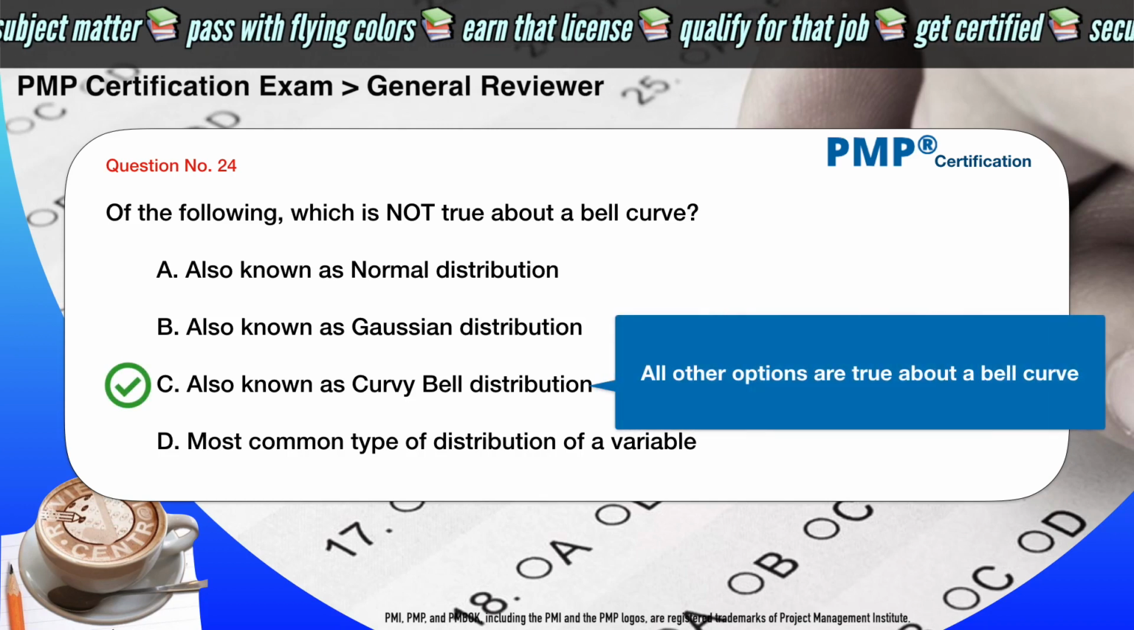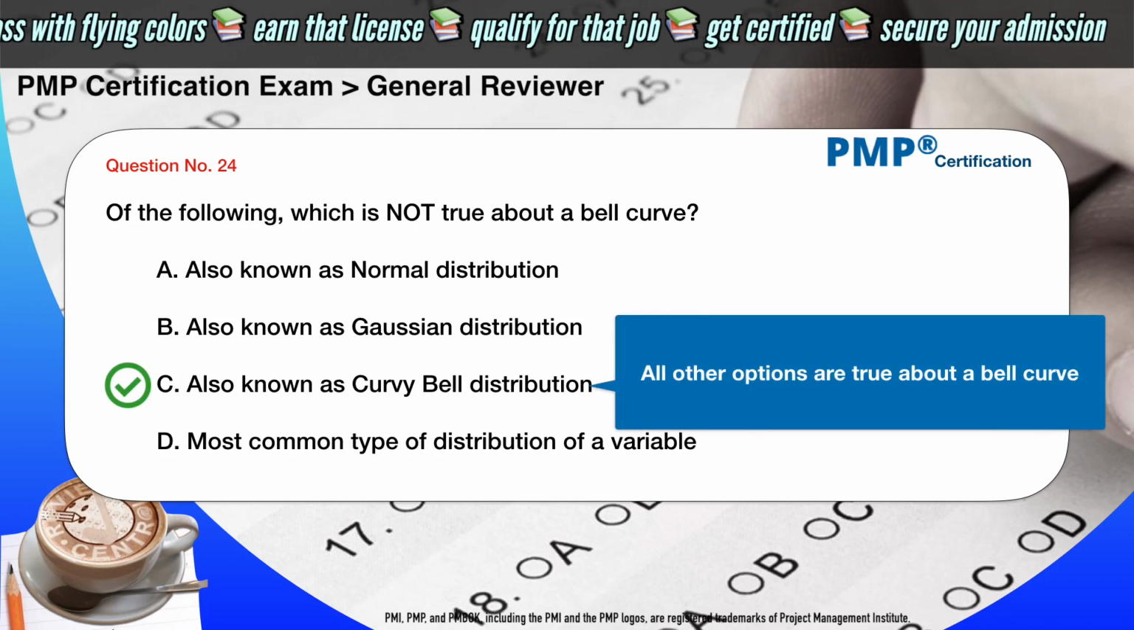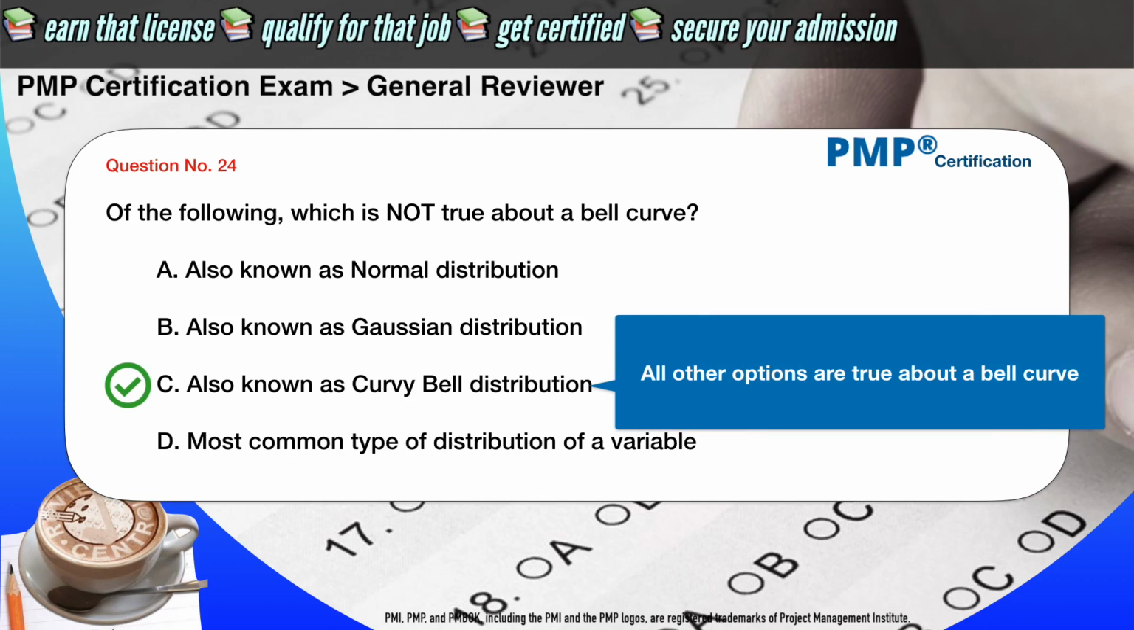The correct answer is C. Also known as curve-bell distribution. All the other options are true about a bell curve.